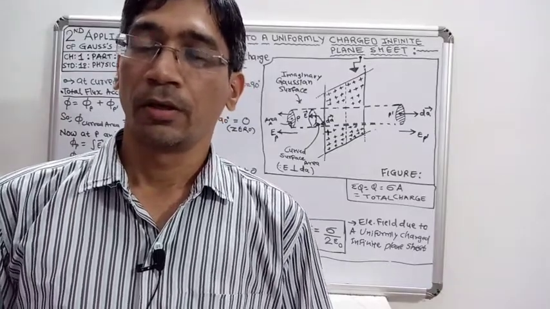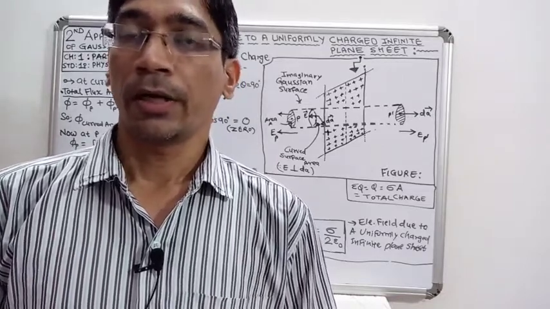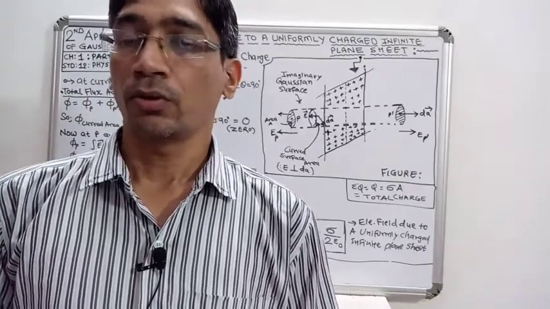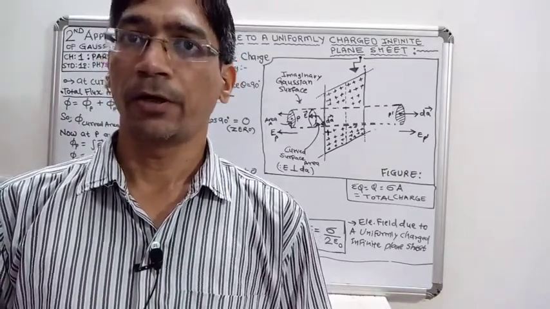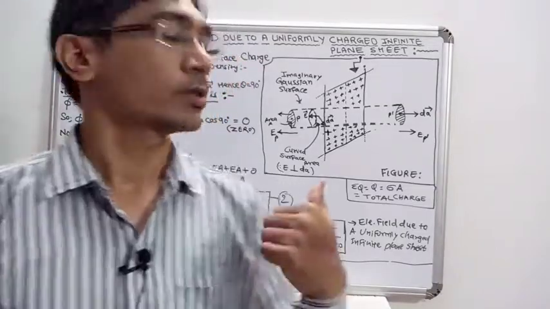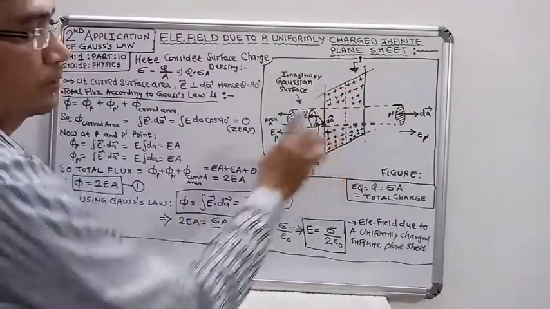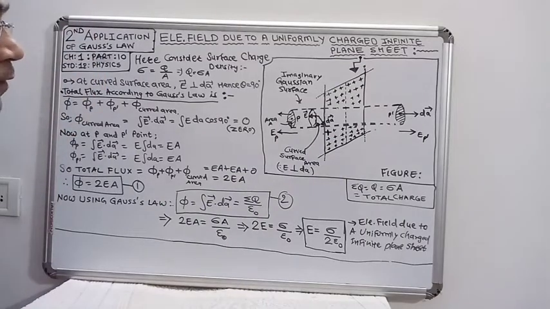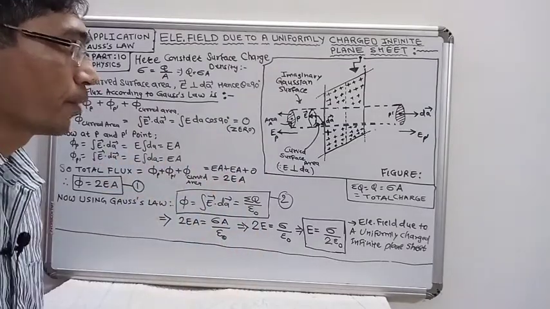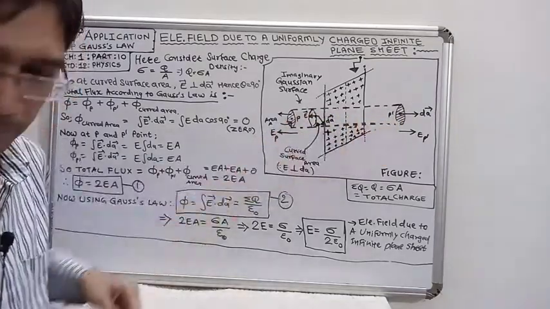Dear students, now let us take the second application of the Gauss theorem, the electric field due to the uniformly charged infinite plane sheet. So we are going to find out the electric field due to the uniformly charged infinite plane sheet. In this diagram, the infinite charged plane sheet is given. Now we are drawing the imaginary Gaussian surface, a Gaussian cylinder, to find out the electric field at the given point P and P dash.